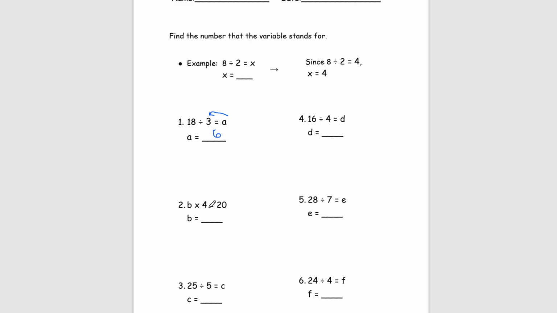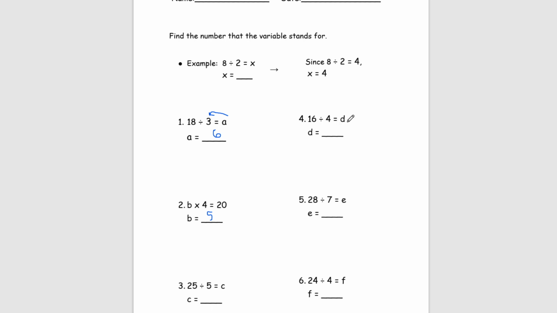For number 2, we have b times 4 equals 20. B equals blank. This is asking us what times 4 will get us 20. And assuming that you know your times tables, b is equal to 5 because 5 plus 5 plus 5 plus 5 equals 20. So our answer for number 2 is 5.